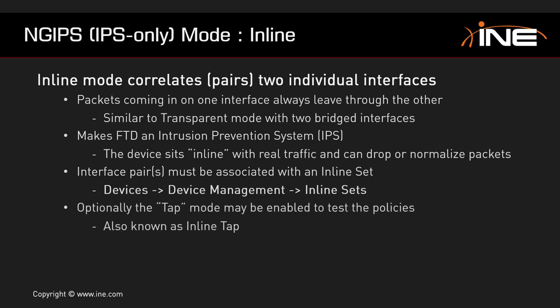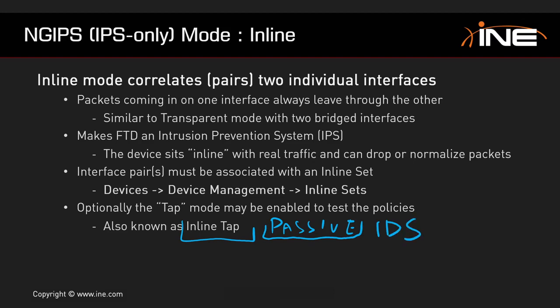Previously, I also mentioned that the inline pair mode can be configured with the tap setting, which is technically what is going to make your inline IPS a passive detection system. When you deploy an inline pair with tap interface, the device still technically sits inline with the real packets, but it will never affect them even if your policies tell it to do so. So this is effectively, well, maybe not passive, this is effectively making your device an intrusion detection system.